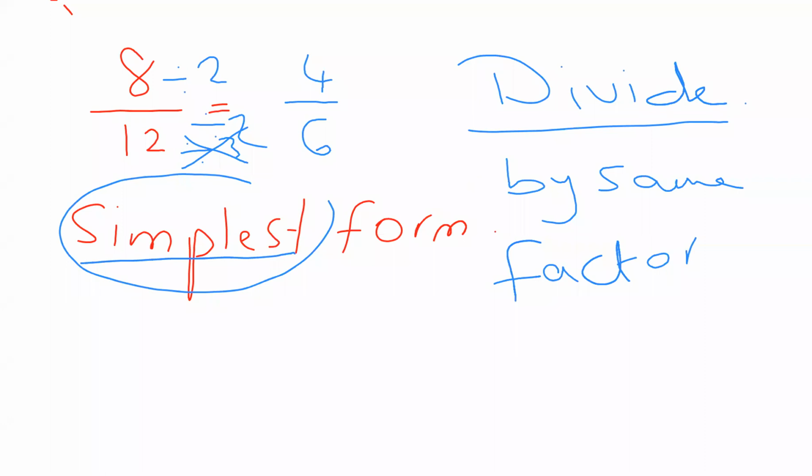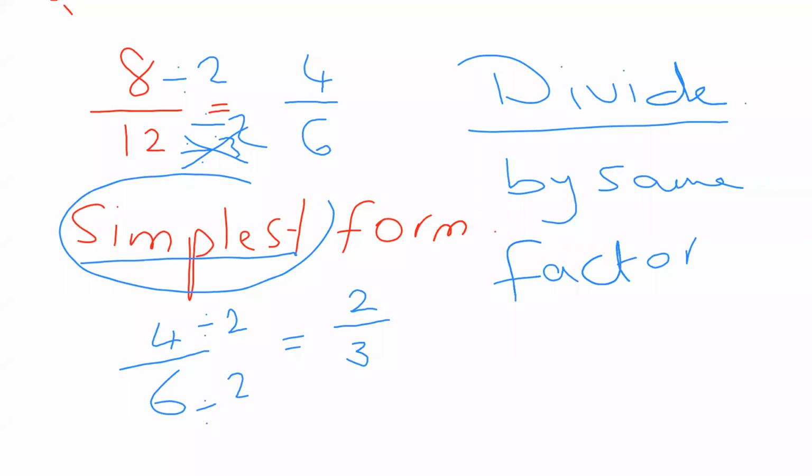Simplest form means that the two numbers you have cannot be divided again by the same factor. So 4 with 6, I can still divide both numbers by 2. So this will give me 2/3.